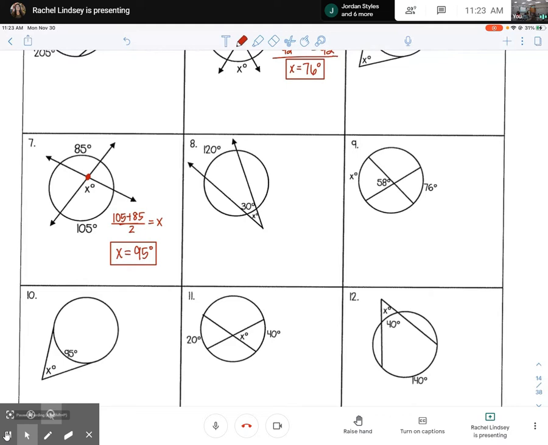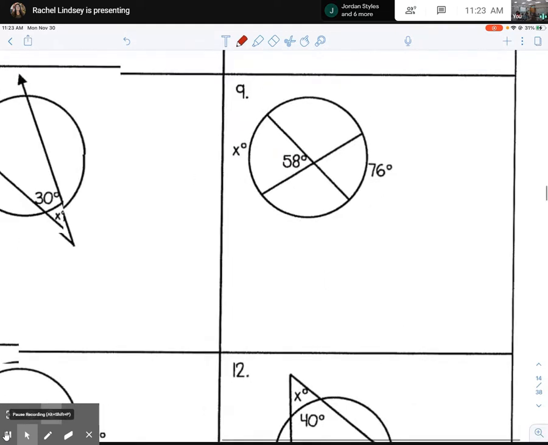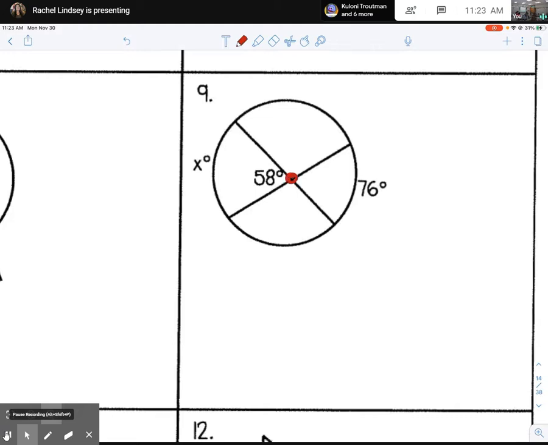Okay, number 9. Is that a vertex inside or vertex outside? Here's my vertex. Inside. So arc plus arc divided by 2 equals the angle. So arc x plus arc 76 divided by 2 equals my angle 58.